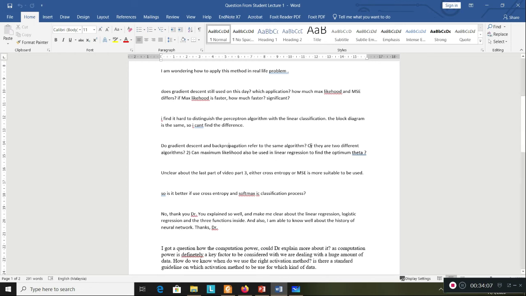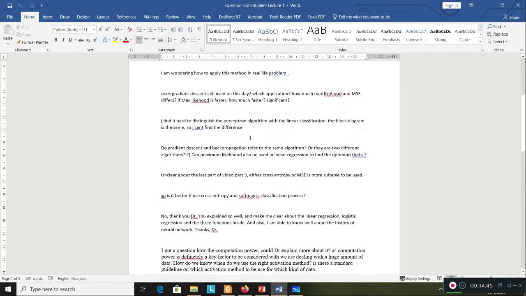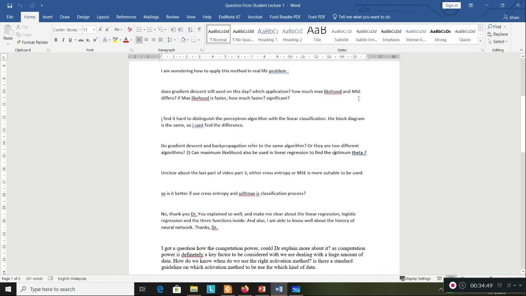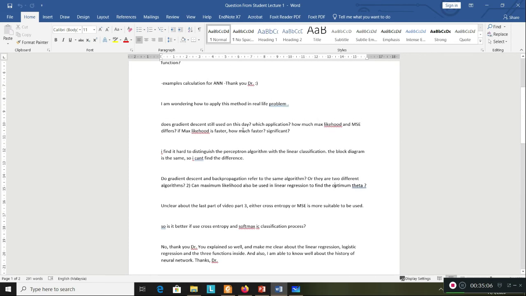Okay, it's the same. The next question is, can maximum likelihood also be used for linear regression to find the optimum theta? For this one, maximum likelihood is actually a special cost function for classification only. If you talk about regression, you need to use the MSE. But MSE itself can be used for both. You can use MSE for linear regression, and you can also use MSE for classification. However, for classification, maximum likelihood or cross entropy works better than MSE.